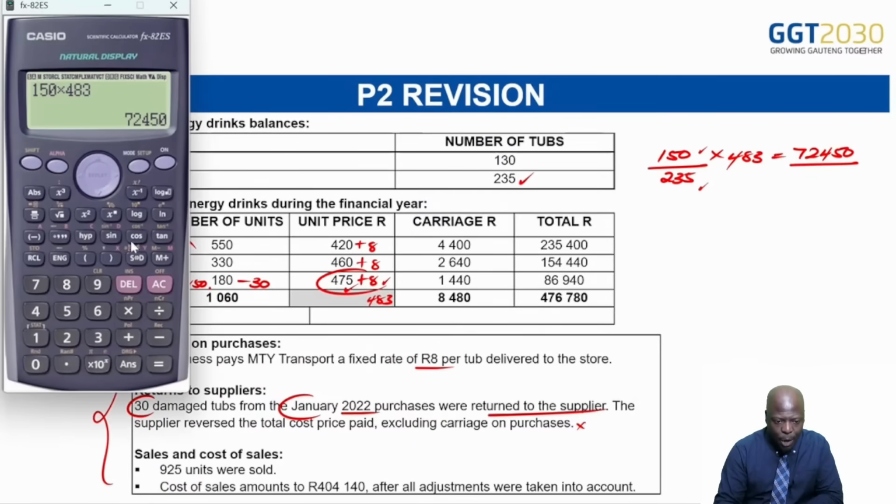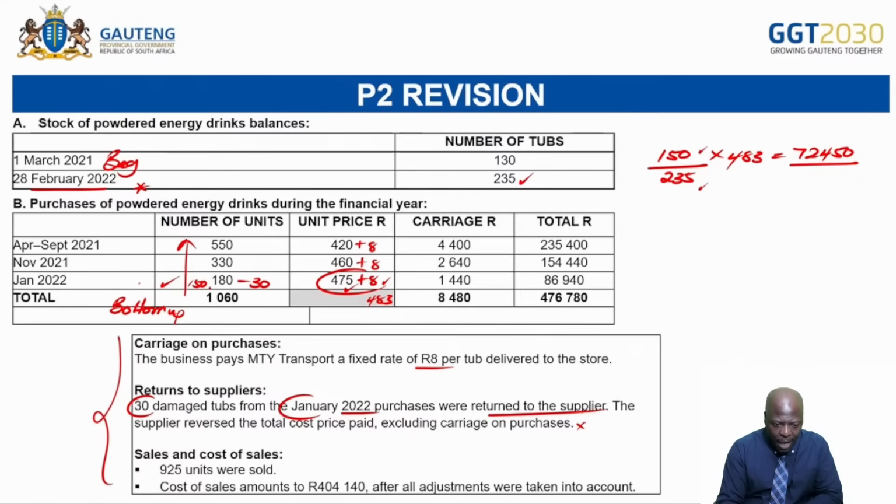So you're coming to say now your 235 at the bottom minus 150, and that will give me 85. So I look in the next month after January, that is the month of November. In the month of November, I need 85. So I come in, then I say 85. Then those 85, what is their unit price? Remember, it's 460 plus 8.